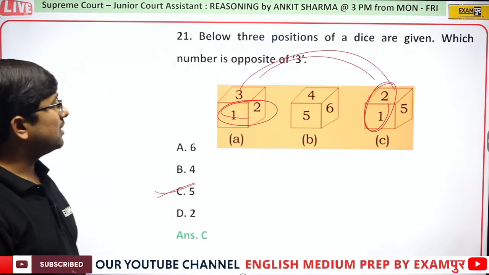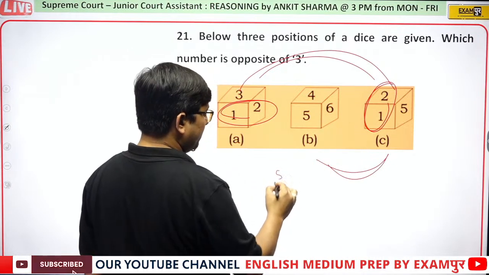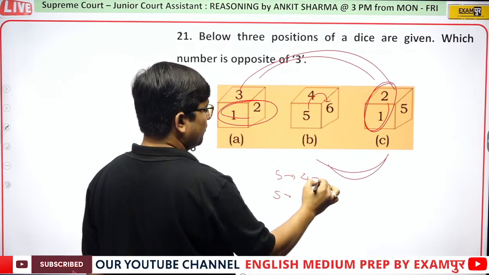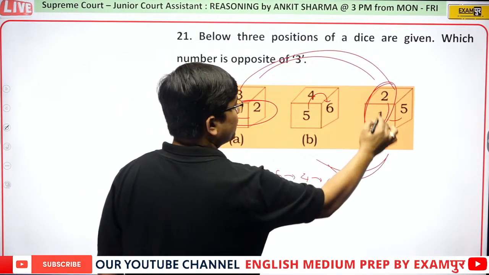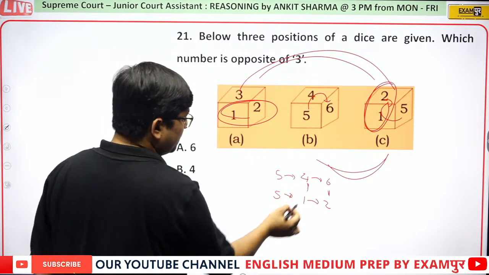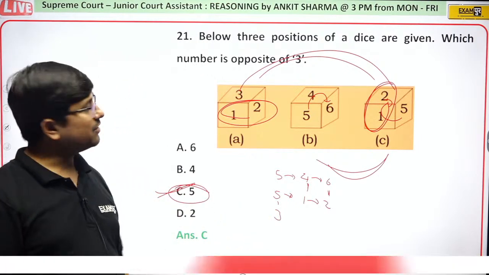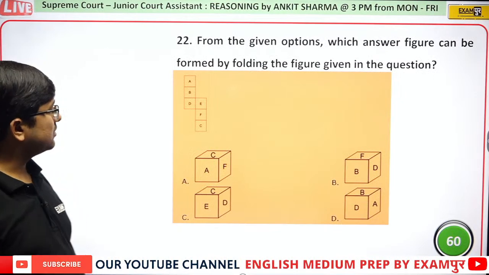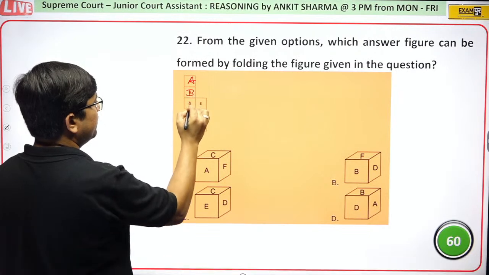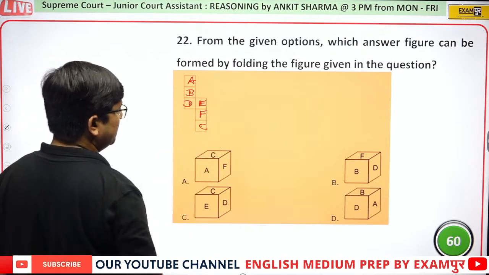This is one way. The other way around, check in them. Only one face is common, 5. Now just go in the clockwise direction from 5 to 4 and then to 6. From 5 to 1 and then to 2. Opposite of 6 is 2. Opposite of 4 is 1. And now opposite of 5 will be 3, and that is what I said. Opposite of 3 will be 5. That's the right answer. Next, if this is not visible, I am writing it A, B, D, E, F, C.